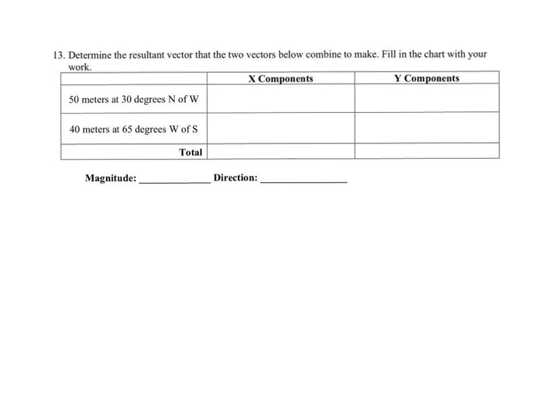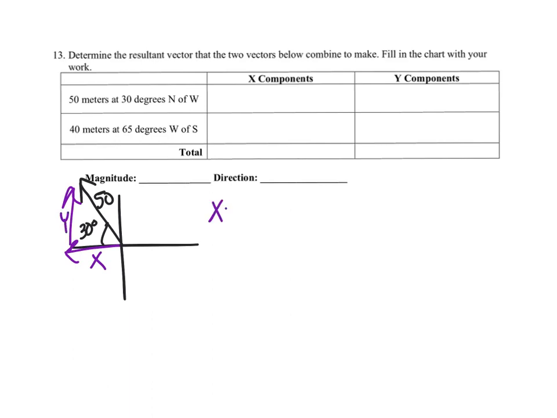All right, same deal for number 13. Our first step is to draw it out. So we're going north of west, so we're going off like this. We're going 30 degrees, and 50 is our magnitude. All right, so then we turn it into a right triangle by going over and then up. X is horizontal, Y is vertical.